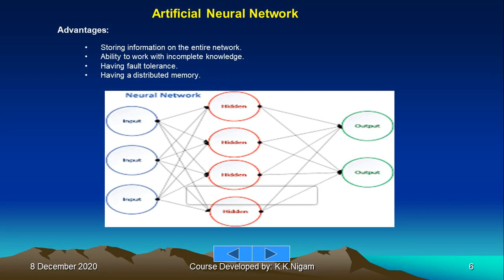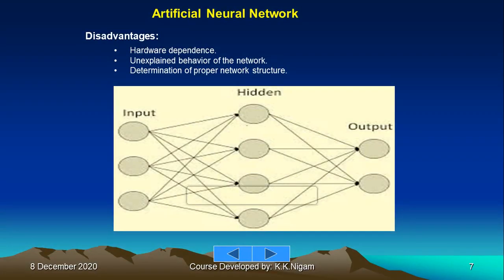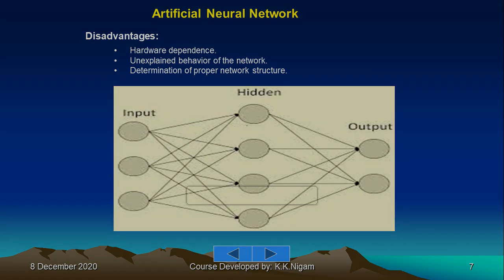Advantages with this are storing information on the entire network, ability to work with incomplete knowledge, having fault tolerance, having a distributed memory. These are the advantages. And disadvantages: hardware dependence, unexplained behavior of the network, determination of proper network structure. These are some of the disadvantages.